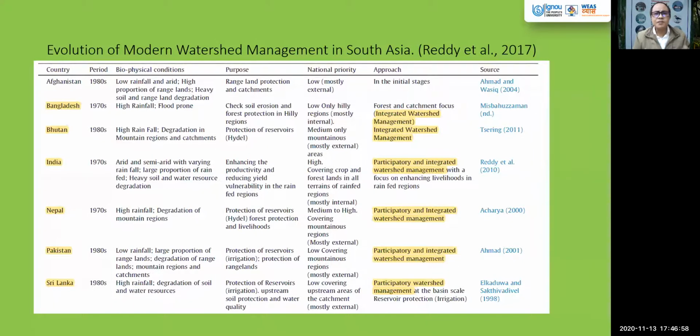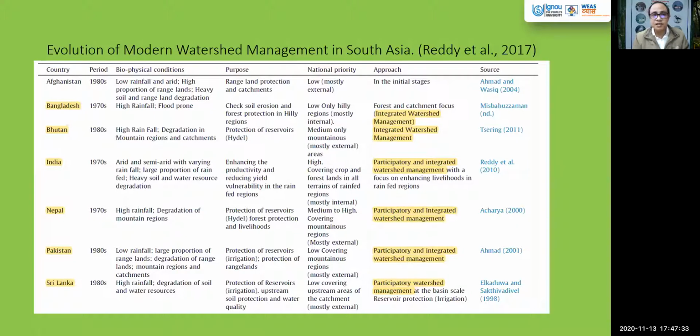These are some of the summaries of the evolution of modern watershed management. Modern watershed management in South Asia. Here you will find out the purpose of watershed management, which evolved from the 1970s till now, and the approach, what are the national priorities, approaches? Say here in India, our purpose in the 70s was enhancing productivity and reducing yield vulnerability in dry land regions.